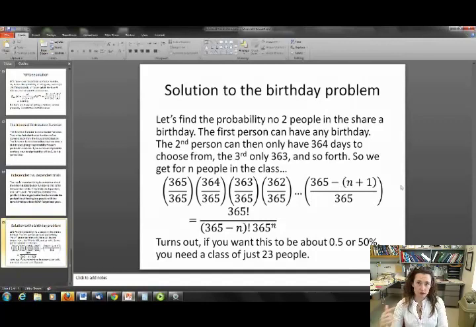Now, you can do a little bit of math and figure out that this is the same as the formula that I've written underneath it, which is 365 factorial divided by (365 minus n) factorial times 365 to the nth power, okay? Now, if you solve and set this probability equal to about 0.5 or 50%, all you need is a class of 23 people. That's it. Once you have a class of 23 people, the probability that any two people have the same birthday is about 50%, okay? So that's how big the class needs to be. It's an interesting problem and an interesting example of dependent trials, all right?